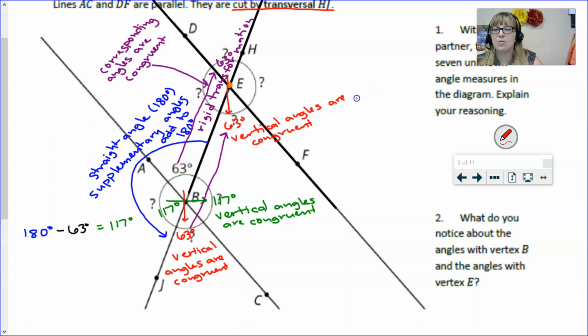But we can also use our supplementary angles as well, and see that 63 degrees plus this angle here will add up to 180 degrees. And so just like before, this is 117 degrees. And vertical angles are congruent, so of course this is also 117 degrees. Although there are multiple ways that we can justify this, as long as you have justified it using at least one way, you're good to go. You don't need to write down every possible justification. 117 degrees because vertical angles are congruent.